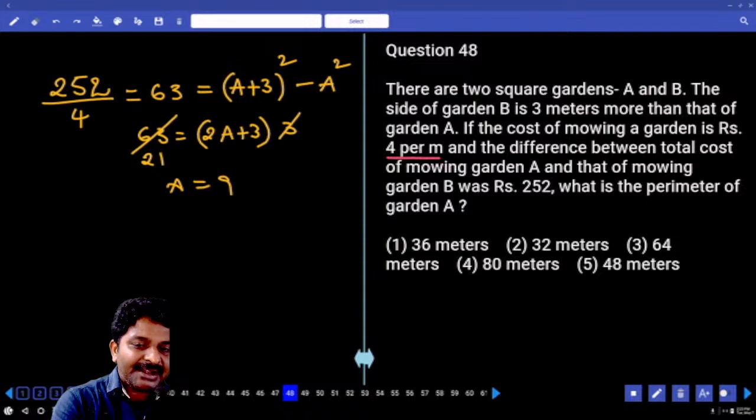The question is to identify 4A. Right? 36.